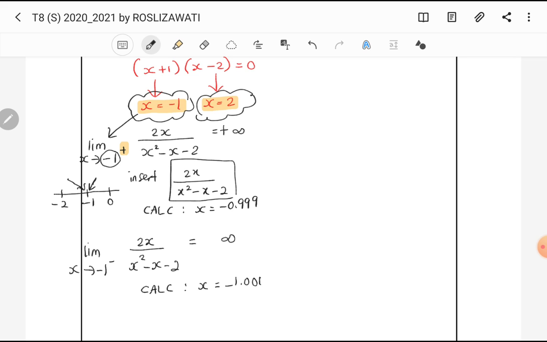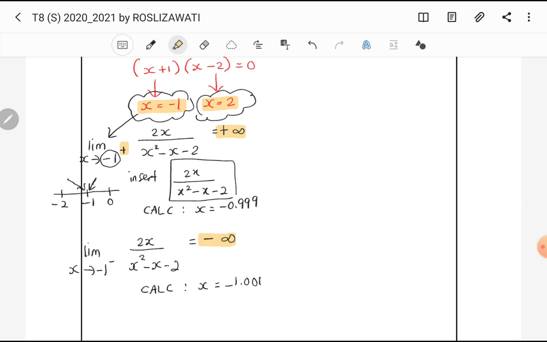Nah, okay, nombor yang dekat-dekat dengan negative 1 but from the left. Ya, okay. So, calculate, awak tengoklah negative 1 from negative, awak calculate guna calculator, tengok jawapan dia negative. Okay, perasan ke tak ni? Kita dapat dua jawapan. One is positive infinity, another one is negative infinity.